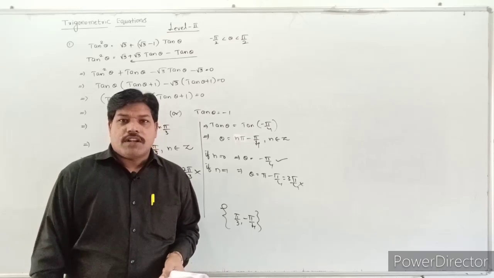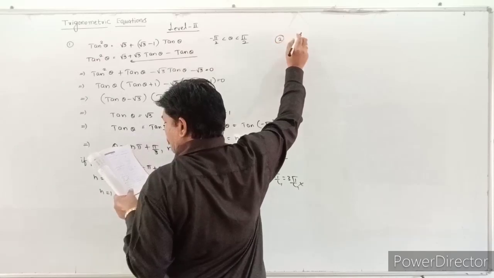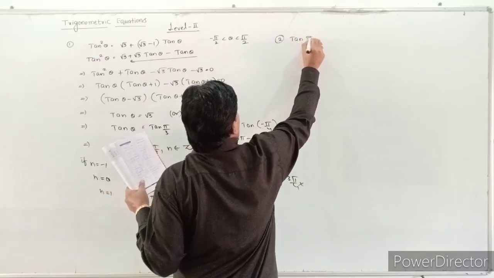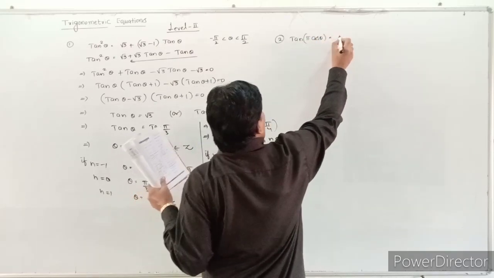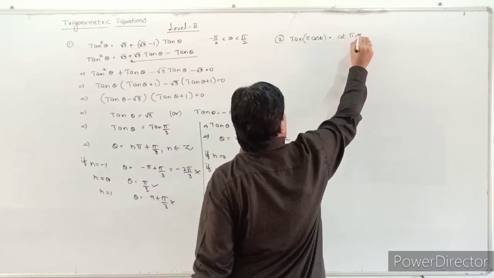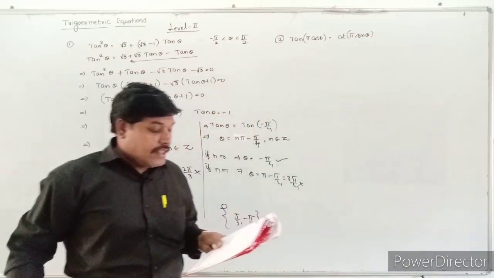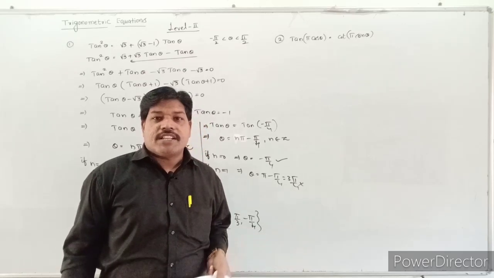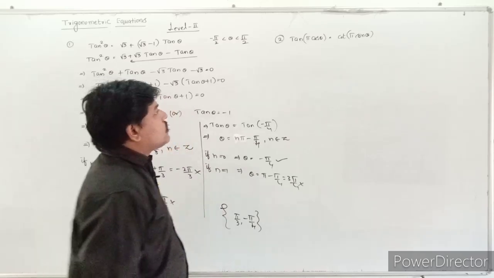See the question number 2. So see that question. Tan of pi cos theta is equal to cot of pi sin theta. Then find the values of cos of theta minus pi by 4. So see this question, students.